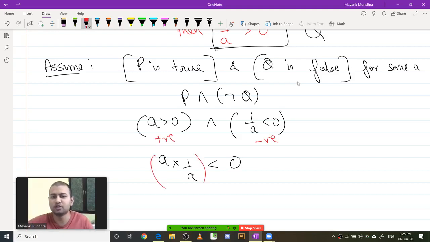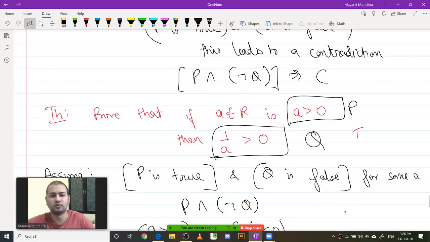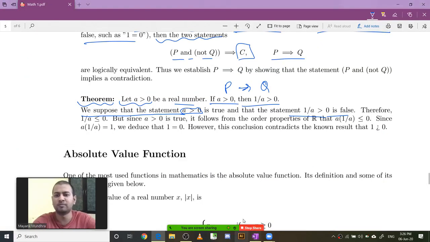So we are saying a into 1 by a must be less than 0, which implies that 1 is less than 0. Now 1 less than 0 is a contradiction. It's an obviously false statement. So we have arrived at a contradiction, and that's why we say that the assumption is false, which means that the original statement is true. So that's how you construct your proof by contradiction.